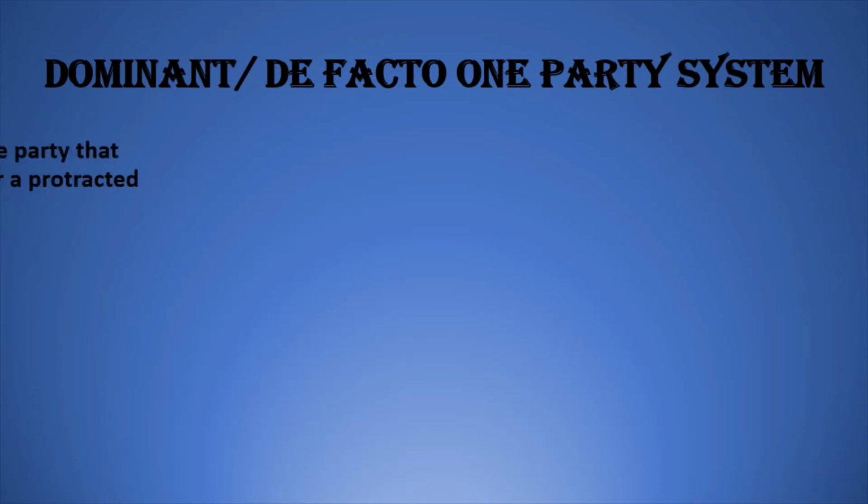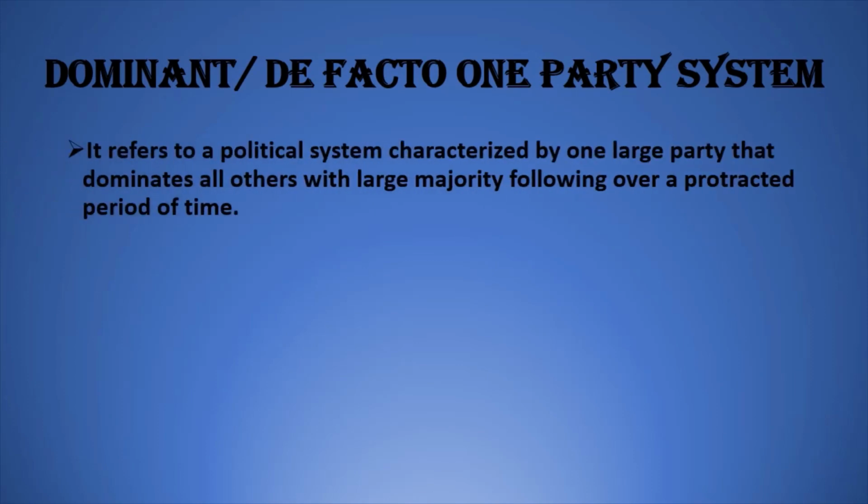2. We have the dominant or de facto one-party system. The dominant party system refers to a political system characterized by one large party that dominates all others with a large majority following over a protracted period of time. In this system, all parties are legal and allowed to compete in free and fair elections with universal adult suffrage to challenge the dominant party. However, no other party receives enough votes to come close to 50%.